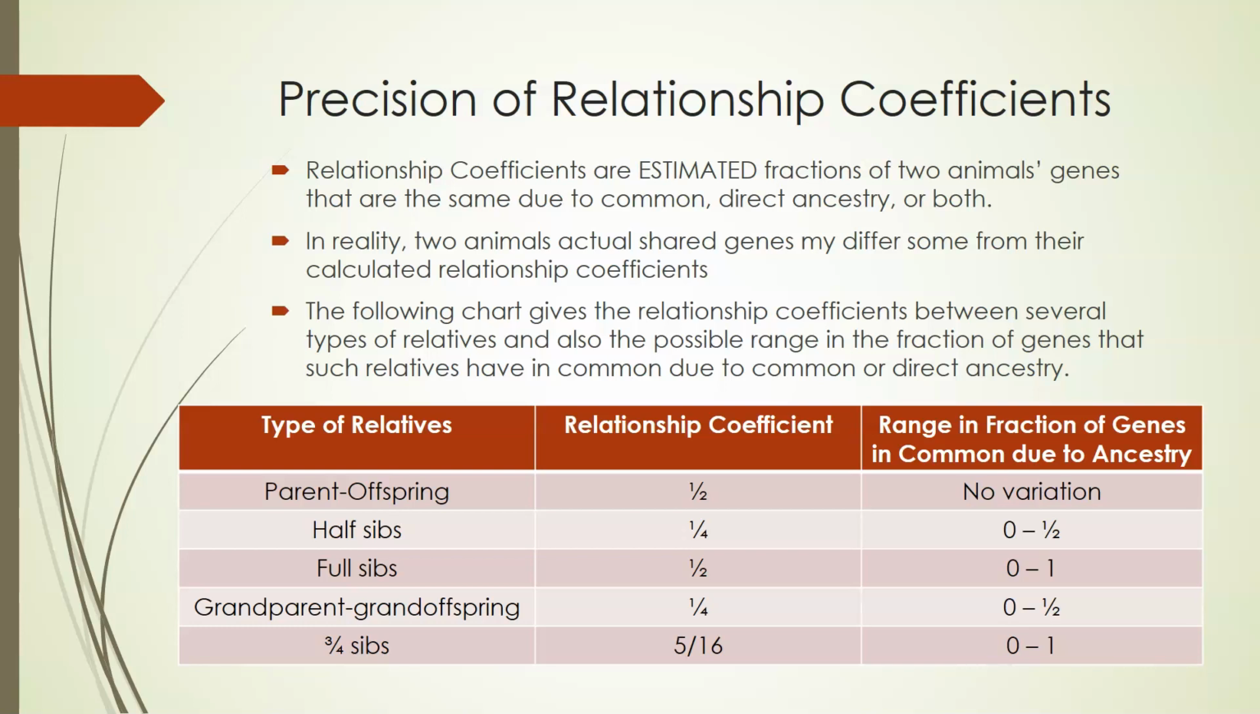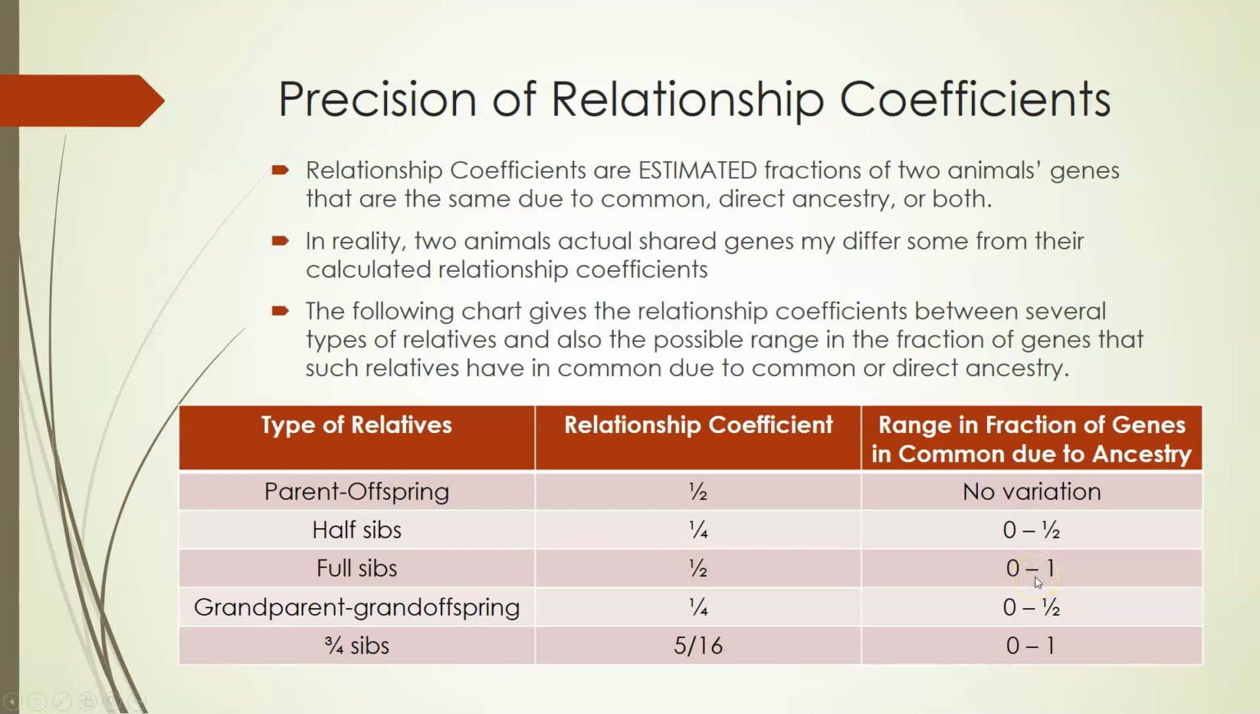The chart here is basically showing you different common relatives that we see, and basically what we would calculate the relationship coefficient as, and the range that we could see fractions of genes being in common due to ancestry. So, you have your parent offspring, the relationship coefficient is half. We actually don't see any variation because we know that happens. But in half sibs, a quarter, the variation can be from 0 to a half. Full sibs, half. You can see here, there is some variation.